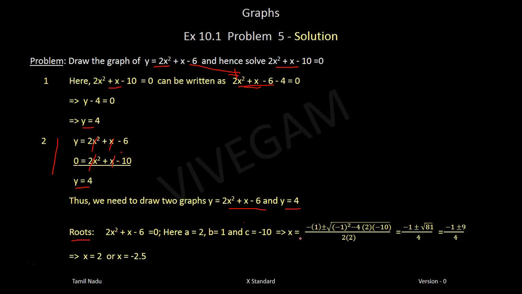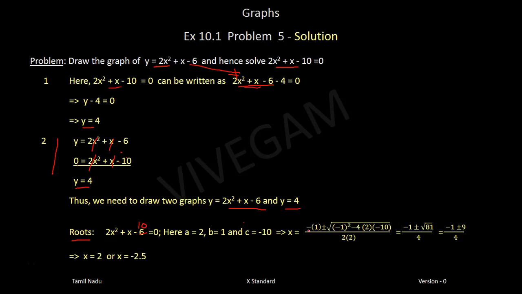So what we'll do, we'll apply the formula method, minus b plus or minus the square root of b square minus 4ac, divided by 2a. And here I think I made a mistake. This is 10, it's not 6. This is the equation which needs to be solved, right? So it is 2x square plus x minus 10. So a equal to 2, b equal to 1, c equal to minus 10.